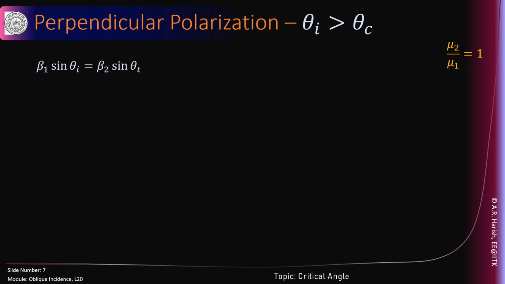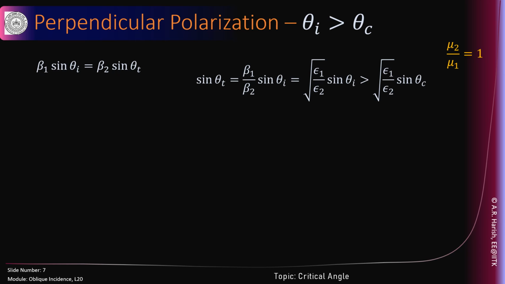Now what happens when theta I is greater than theta c? Once again we are assuming that mu2 by mu1 is equal to 1, and this is Snell's law, beta 1 sine theta I is equal to beta 2 sine theta t. Let's substitute the values here. Sine theta t is beta 1 upon beta 2 sine theta I, and beta 1 upon beta 2 is the square root of epsilon 1 by epsilon 2. Why is it? Because mu 2 by mu 1 is equal to 1. Correct. Now, this is greater than root of epsilon 1 by epsilon 2 sine theta c. Why? Because theta I is greater than theta c.